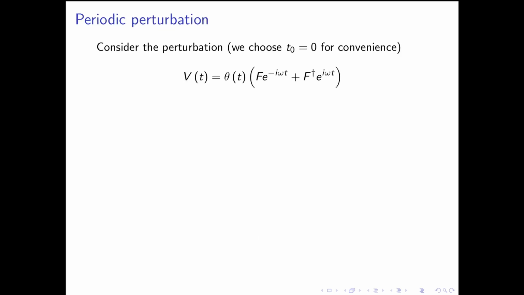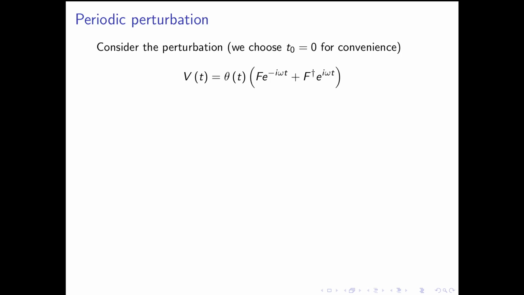And this is the perturbation that we start with. V of t was 0 for all negative times. That's what the theta of t is doing there. And then you multiply it by the actual operator, the operator F, which is a constant operator as far as time is concerned, multiplied by e to the minus i omega t, the sinusoidal time dependence. And to it you have to add its adjoint F dagger e to the i omega t in order to ensure that our perturbation is a Hermitian operator.